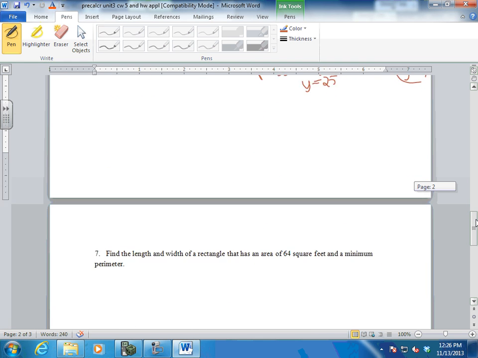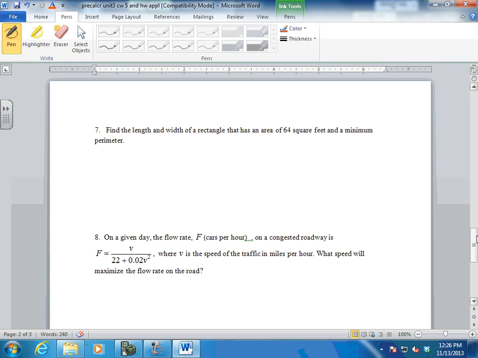Okay. Let's take a look at number 7. This time, I want to minimize my perimeter. So this is the guy that's going into Y1. And what was your formula for perimeter?